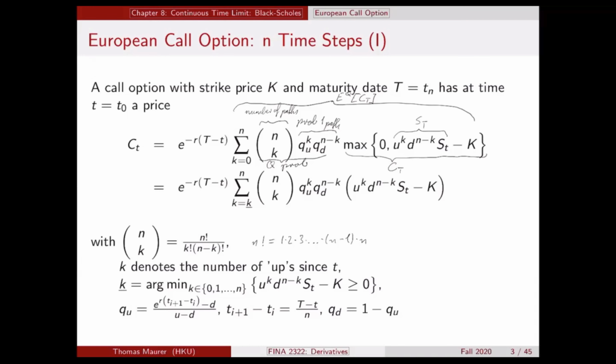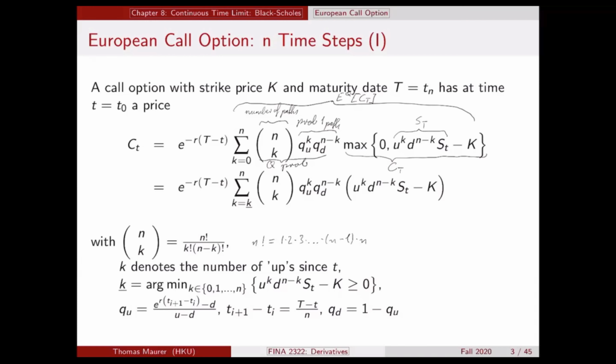Now the first thing, we want to rewrite this formula a little bit, and then we take the limit where n goes to infinity. The first thing we're going to do, to get rid of this maximum function, is to only take the sum for k being larger or equal to some number k lower bar. We define k lower bar such that if we take at least k lower bar up movements in the tree, that's the minimum we have to take such that the underlying asset is larger than the strike price k, or such that the call option is actually in the money.